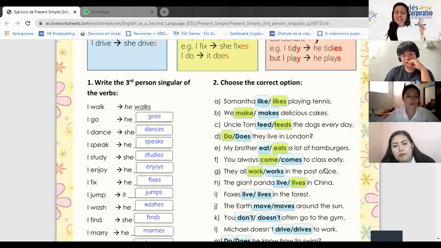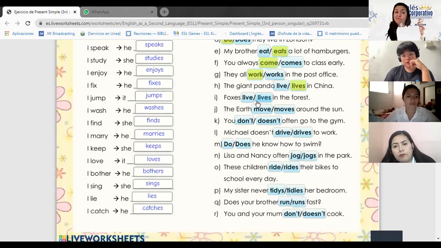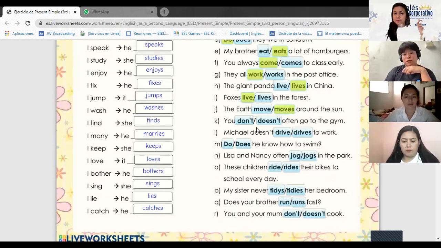Foxes lives in the forest? Lives. Foxes is plural. Live in the forest. The earth move or moves around the sun? Moves, because the earth is third person, right? So the earth moves around the sun. You don't or you doesn't often go to the gym? You don't. Exactly. Michael doesn't drive or Michael doesn't drive to work? Michael doesn't drive, exactly. Do he know how to swim or does he know how to swim? Does he know how to swim?